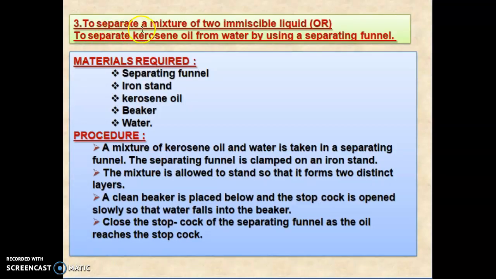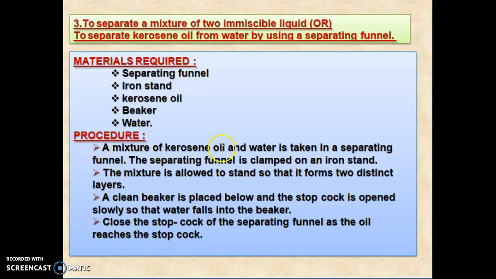Next, third method to separate a mixture of two immiscible liquids. You know what immiscible liquids are. Immiscible liquids means they will not be mixed with each other. For that, we are taking an example of kerosene oil and water, separated by using a separating funnel. Material required: separating funnel, iron stand, kerosene oil, beaker and water.